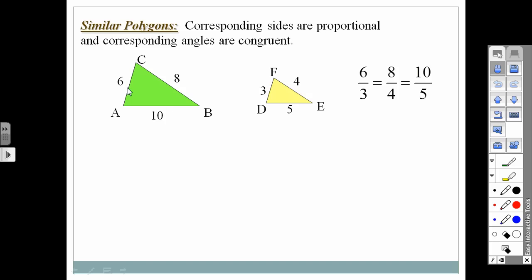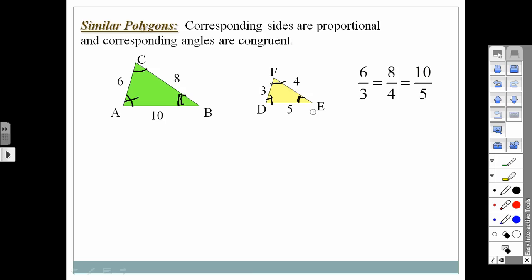Okay, and I didn't mark it in here, but I could. These angles are also congruent. So I could say that angle C is congruent to angle F, and then angle A congruent to angle D. It's been a long time since I've done this, so sorry. Angle B congruent to angle E. You get the idea.